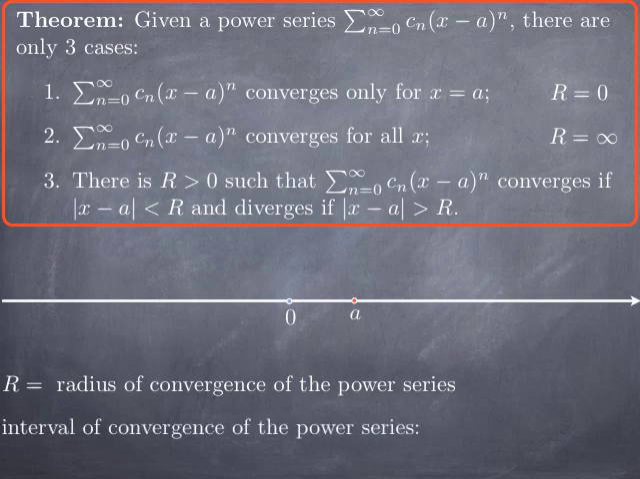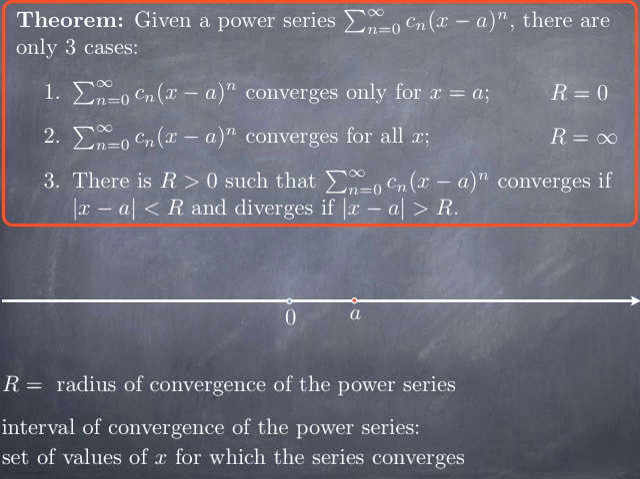The interval of convergence of the power series is the set of values of x for which the series converges. So that's going to be an interval centered at a, so something that extends from a minus r to a plus r, assuming for instance that we're in case 3 where r is a non-zero positive number. And the endpoint may or may not be included in the interval. So we have this interval and possibly one or both of the endpoints, or not.